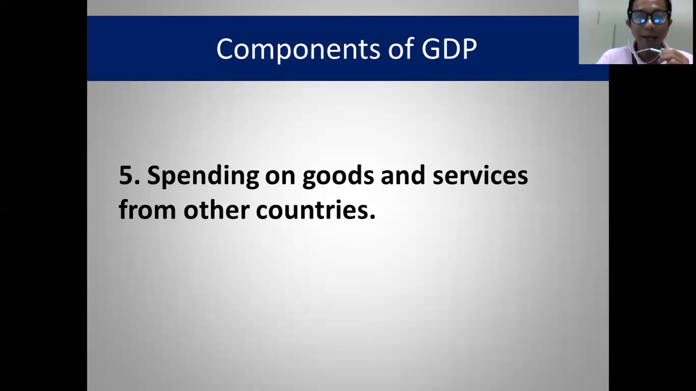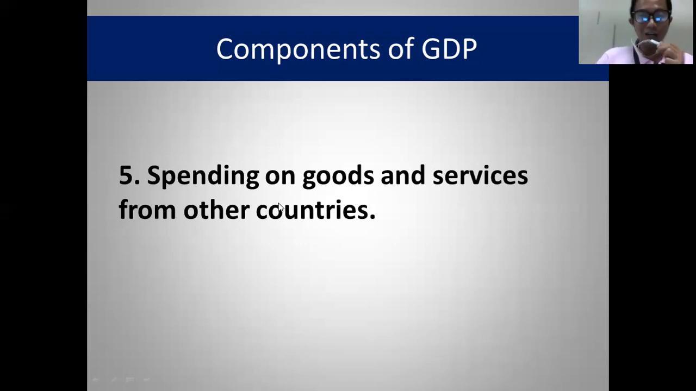Our embassy in Japan, in the United States, in Europe are considered territory of the Philippines. Therefore, that is why the consumption of goods and services of the people living in these embassies are not part of the local consumption of the Philippine economy, but considered as part of GDP under this category, spending on goods and services from the other country.